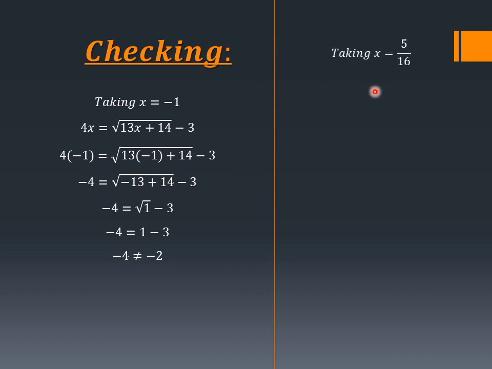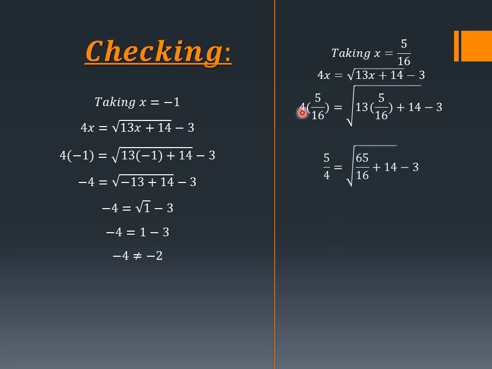Taking the other value of x, which is 5 by 16, again taking the equation that was given in the question. We always take the equation that is given in the question. Applying 5 by 16 instead of x, we will get 4 into 5 by 16 equals to under root 13 into 5 by 16 plus 14 minus 3. Cancelling 4 with 16, we will get 5 by 4. Multiplying 13 with 5, we will get 65 by 16 plus 14 minus 3.